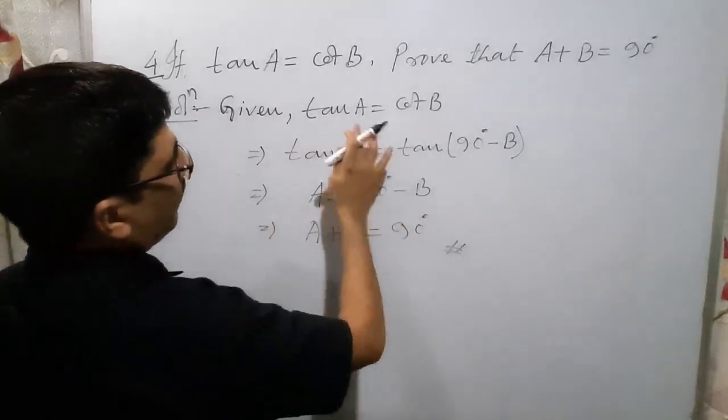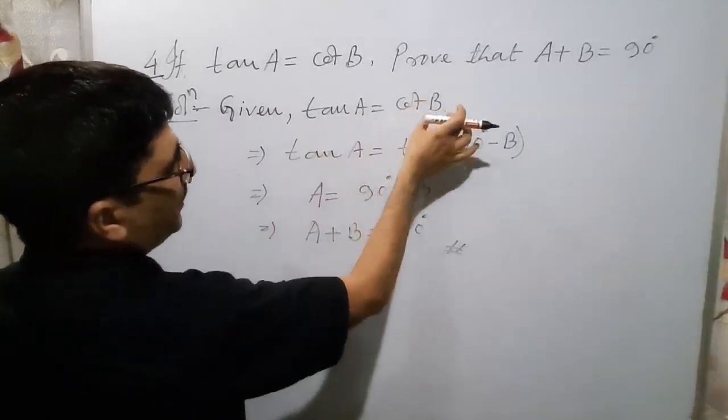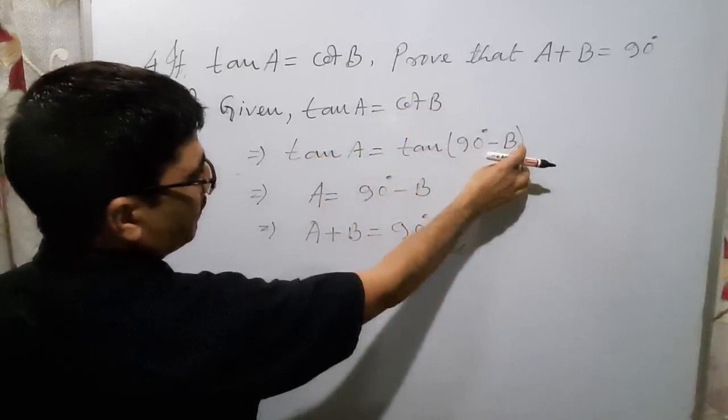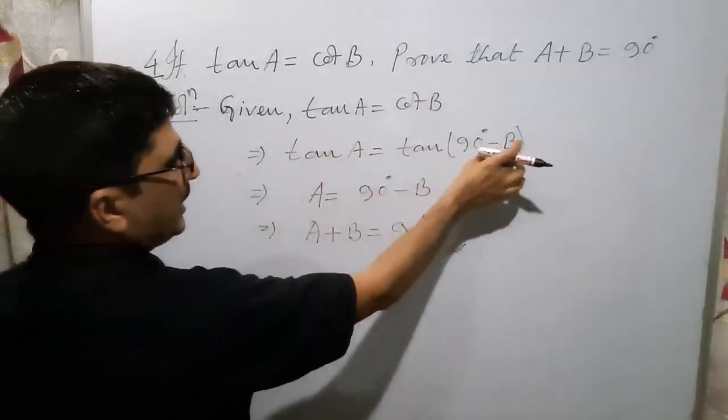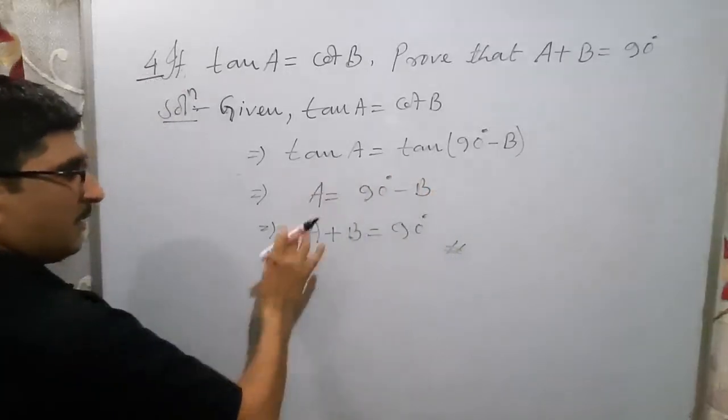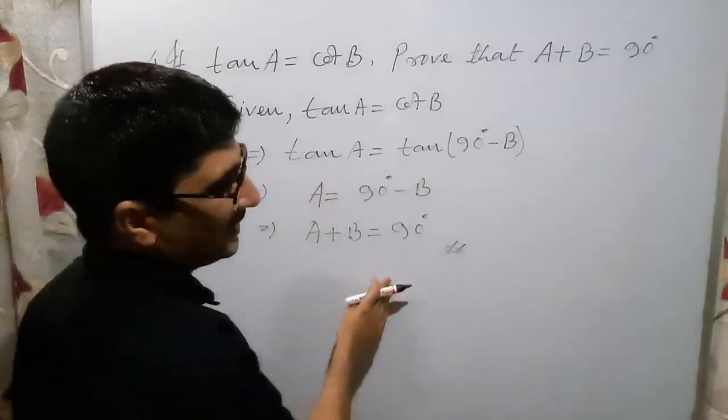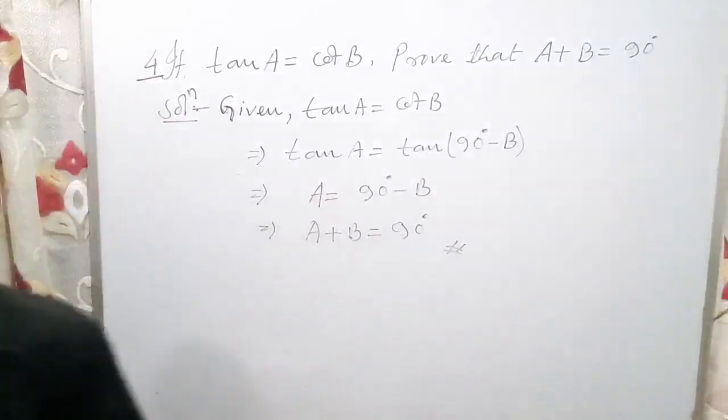Then what happens here? Tan a, then cot b is written as tan 90 minus b. Then tan and tan removed. So a is equal to 90 degree minus b. So minus b comes this side, that is a plus b equal to 90 degree. Simple.